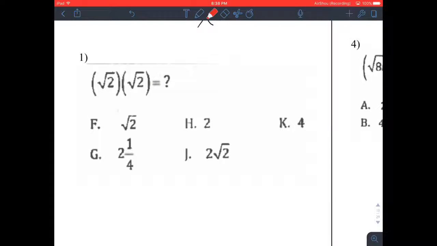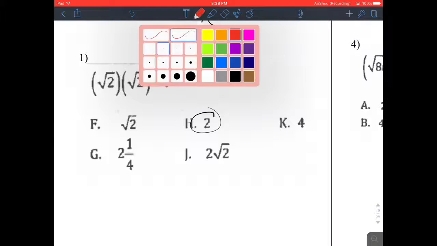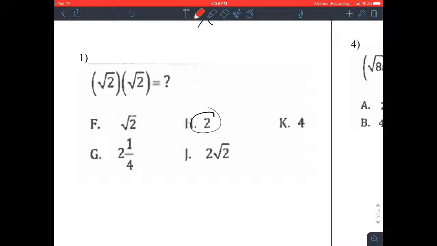Okay, example 1. What's the square root of 2 times the square root of 2? It's 2, for the reason that I just gave up above. Another reason that you could look at it as, you can write this as the square root of 2 times 2, which is the square root of 4. What number times itself is 4? That's the number 2.